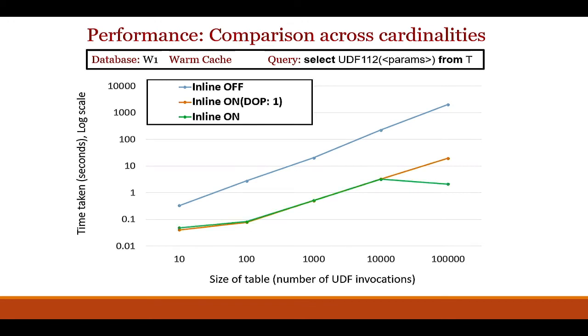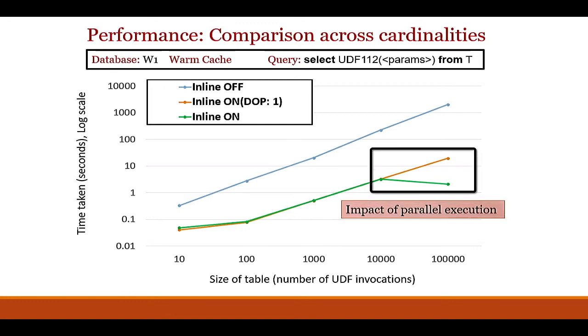And then when you enable inlining with parallelism, it turned out in this example, SQL Server continued to choose a serial plan up to a 10,000 row table, but when the table grew beyond that, it switched to a different plan, which is why we get another order of magnitude better in terms of latency. So this is basically to give a comparison across the cardinalities.